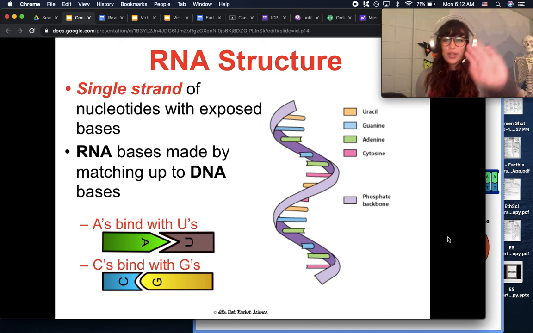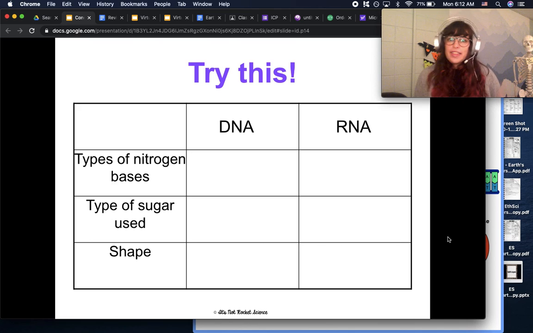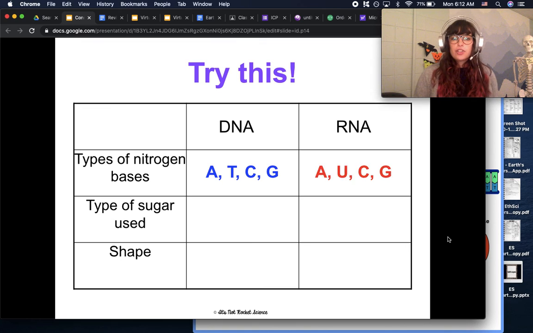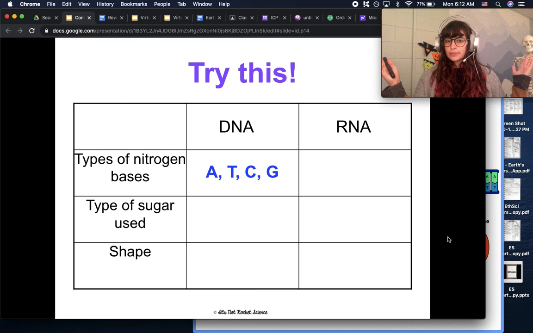Look at George Clooney, always. Try this out. What types of nitrogen bases are in DNA? You're right if you said ATCG, look at George Clooney. Now change it up, give me the nitrogen bases in RNA. The only one that you should have switched out is thymine for uracil.